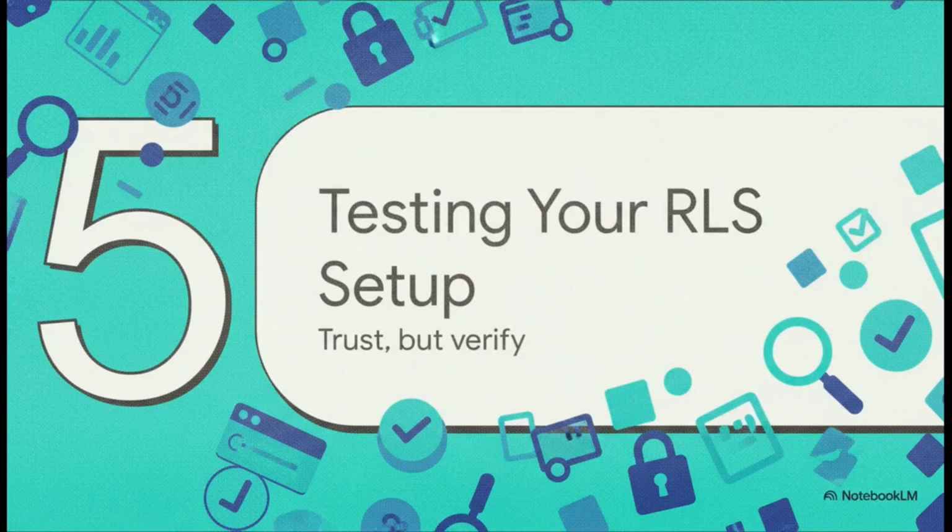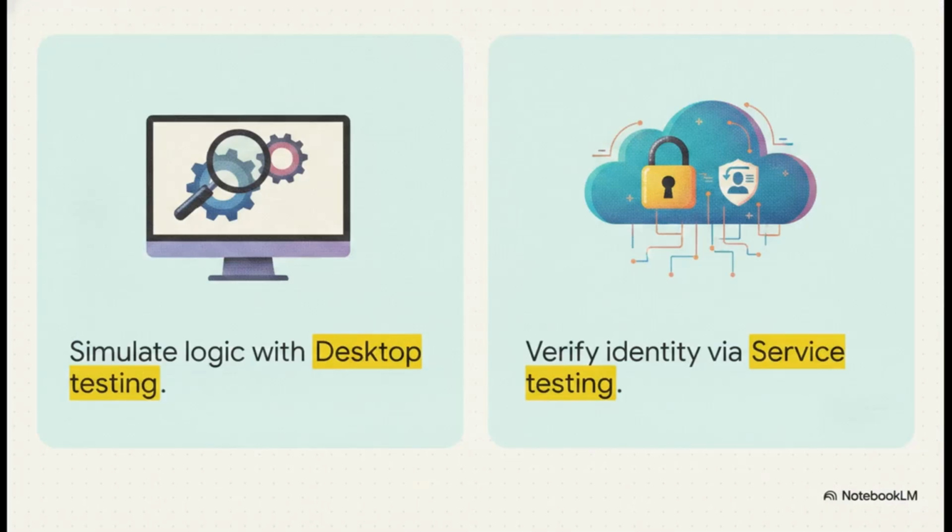Section 5. Testing your RLS setup. Trust, but verify. Listen, implementing RLS without properly validating it is a massive security risk. Testing has to happen in two very distinct phases. First, you have desktop testing. You use View as Roles to simulate the logic, and you can even jump into the table view to verify the raw filtered rows behind your visuals.